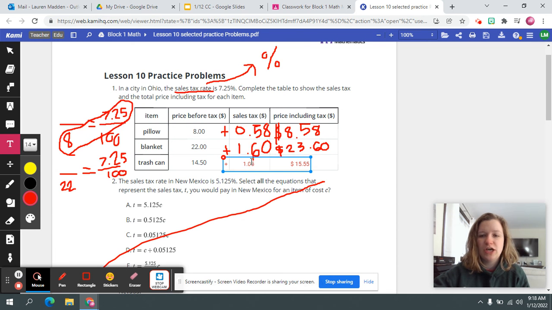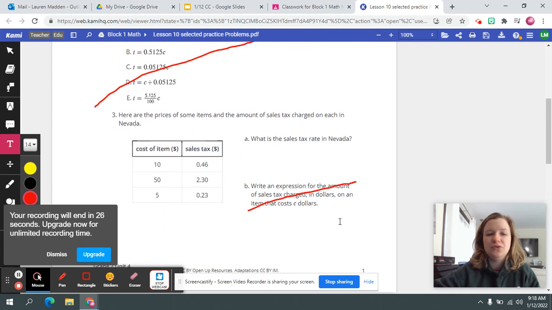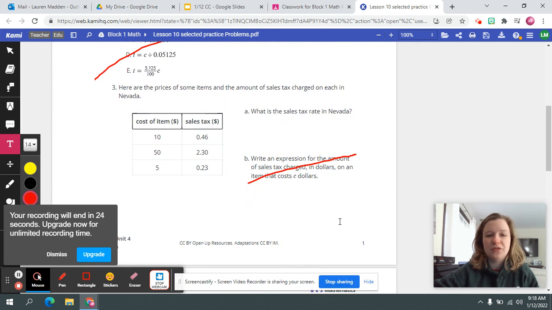All right, so if you want to check your work for this one, you will see you end up with a tax of $1.05 and a total of $15.55. So next, I'm going to be moving on to number 3. What is the sales tax rate? And it looks like I'm going to get cut off, so I will stop this video and start a new one.